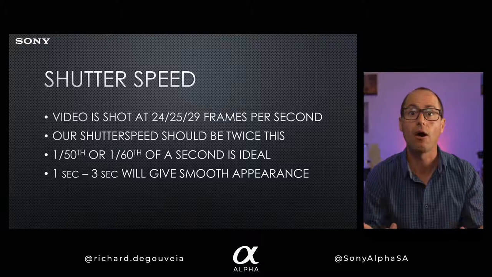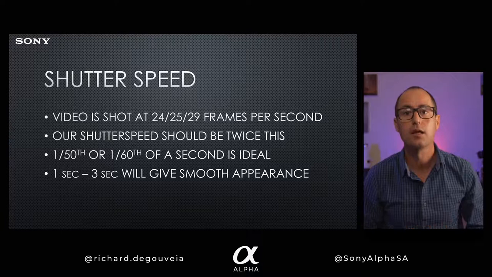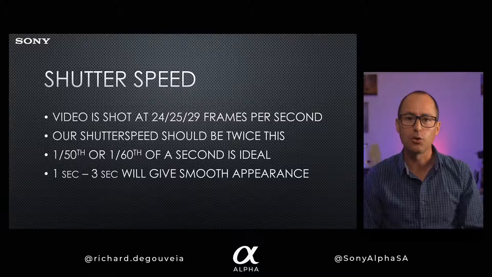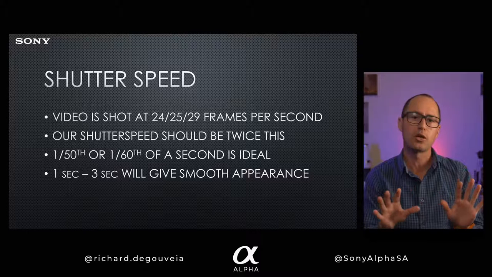And obviously the opposite, and what we're doing here, the slower your frame rate, the faster we can move things through. So our shutter speed should be twice this. So 1/50th or 1/60th of a second is ideal. But if you really want to create this really silky smooth appearance, you can go much slower, all the way down to 1 second or 3 seconds.